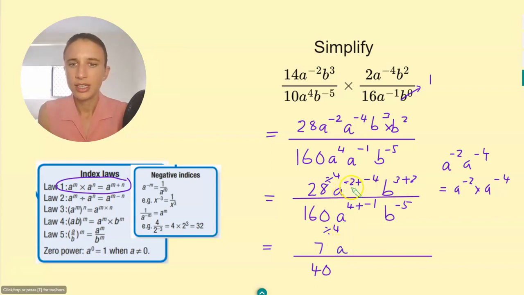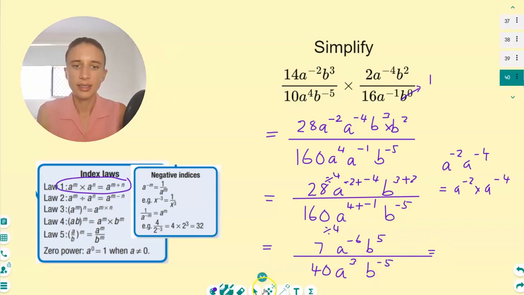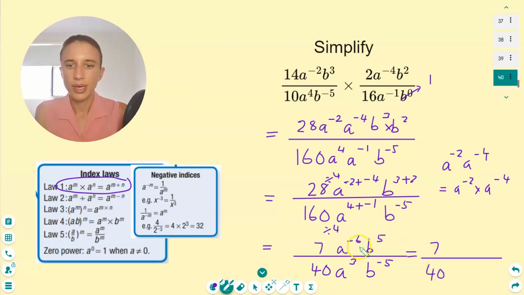So a to the negative 2 plus negative 4, well, that gets me negative 6. B to the 5. A to the 4 take 1 is 3. B to the negative 5. And then, last little step, let's look at what we can do. Okay, so I am thinking we're going to bring that down and just make it positive straight away.